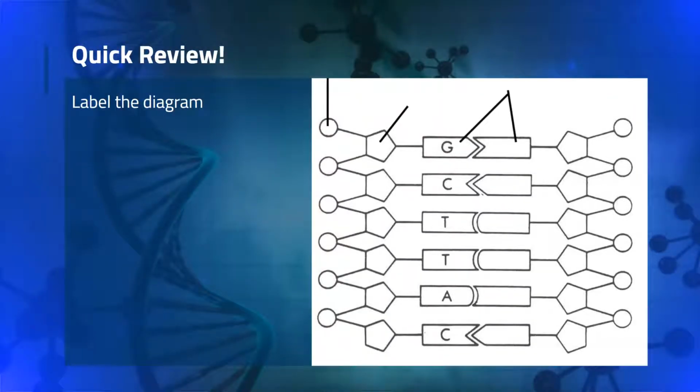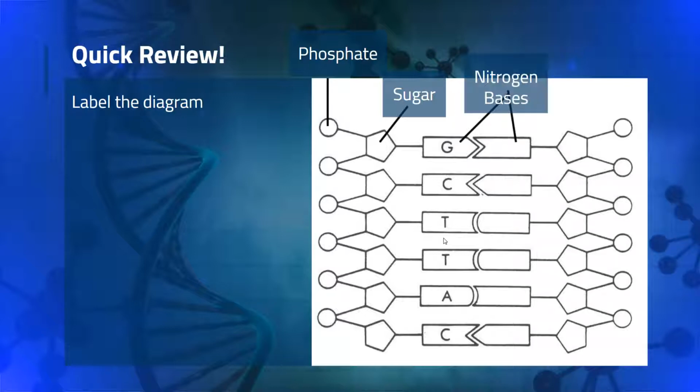Let's do a little bit of review, and you can, in the meantime, also label your diagram at the bottom of your notes. So first off, what is this little circle part on the end right over here? That little part is always going to be your phosphate. The middle part right here is always going to be your sugar. And then these parts that make up the steps of the ladder are going to be the nitrogen bases.